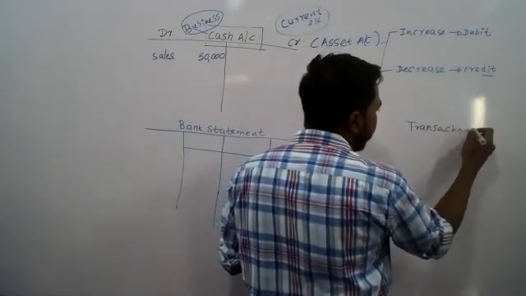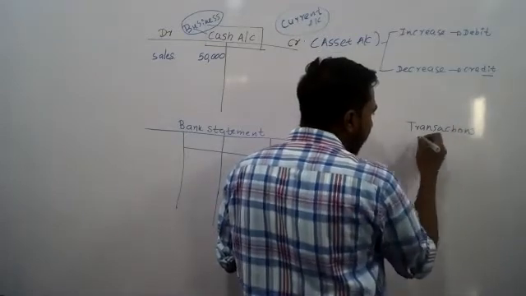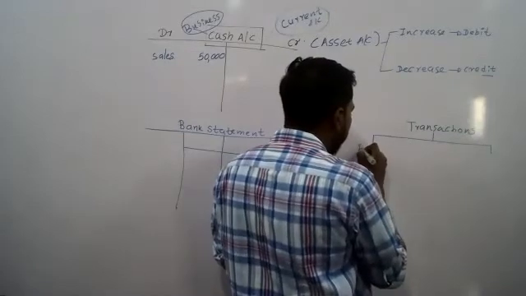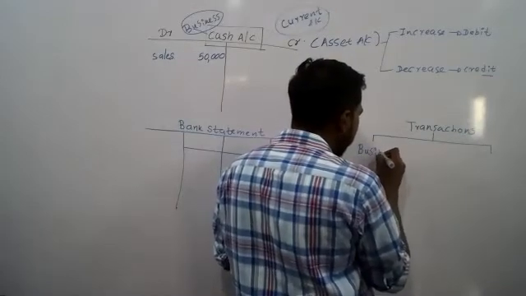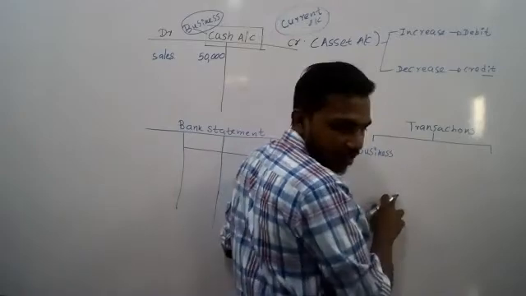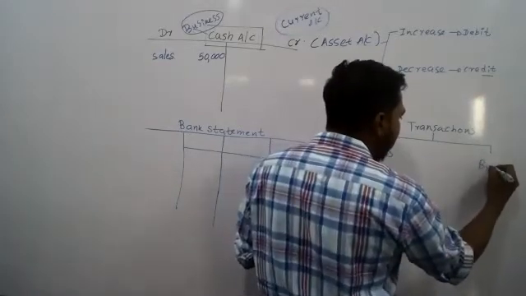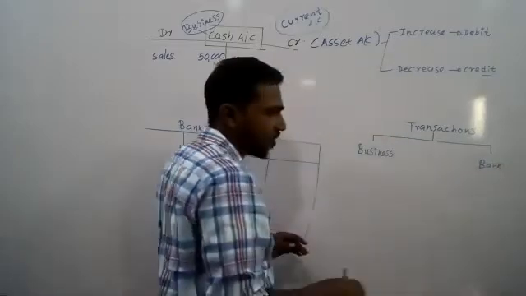Transactions will be recorded by two parties. One is by the business. The other one is by the bank. That means the same set of transactions.